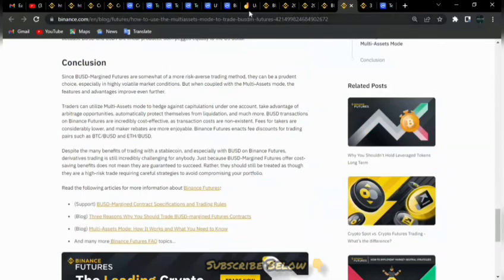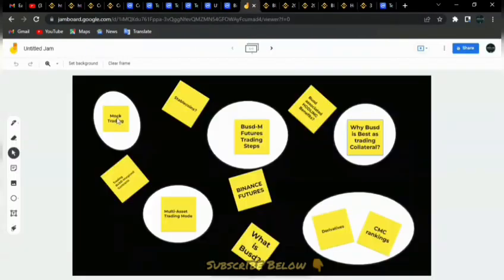So guys, I hope you now understand the basic concept of how mock trading works, what the stablecoins are in particular, then also the BUSD margin futures trading steps and how to go about them. We talked about multi-asset mode, then CMC rankings for stablecoins, and also trading BUSD margin contracts, how to go about it, and why BUSD is best as a trading collateral.